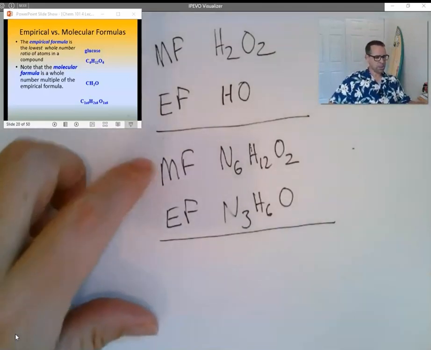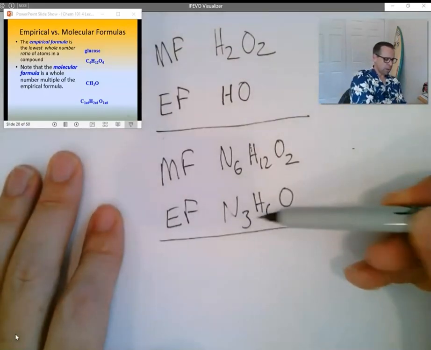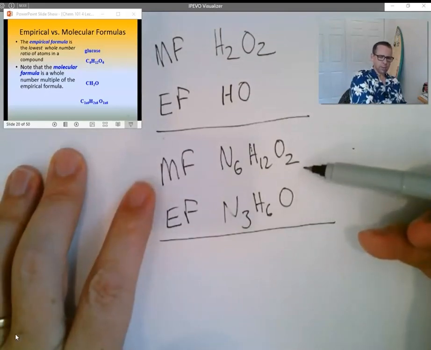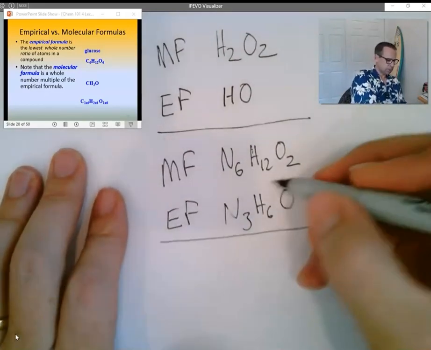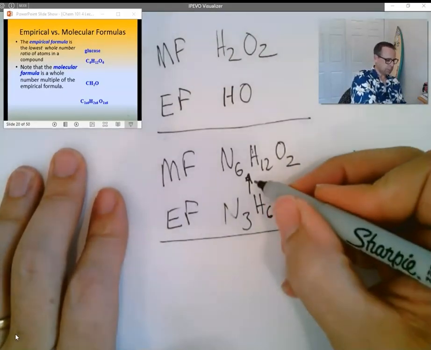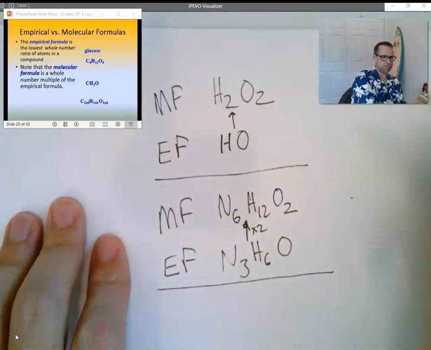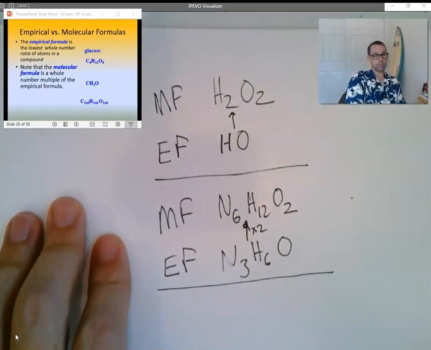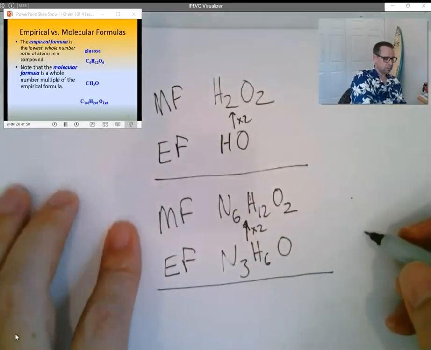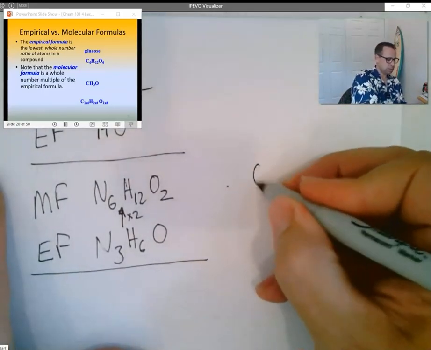Now, you can see that there's a relationship between the empirical formula and the molecular formula, right? Each of these values down here has to be multiplied by some value to get the molecular formula values. And 2, that's right, 2 is the number that we have to multiply the empirical formula values by to get the molecular formula. Okay, what about here? Not divided, times 2. Times 2, that's right. Also times 2.